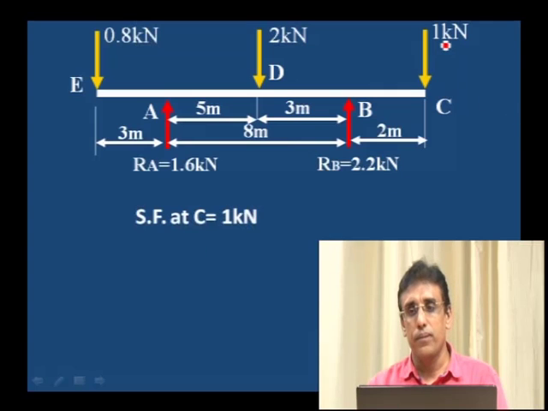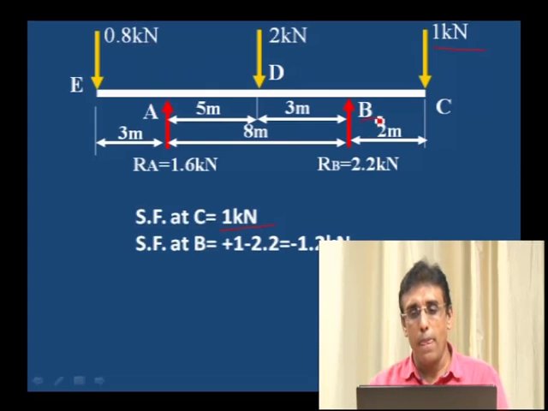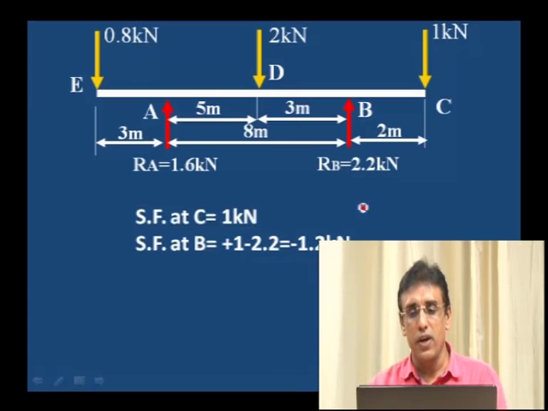Shear force at C, as usual, is 1 kilonewton, which is downward, positive. Shear force at B, we have the RB value minus 2.2 because upward, plus 1 previous value minus 2.2, which is minus 1.2 kilonewton is the shear force at B. When we are drawing the shear force, minus 1.2 downward, and then another 1 kilonewton balance. 2.2 minus 1.2 is 1 kilonewton, that should be upward. Total drop should be 2.2 kilonewton.